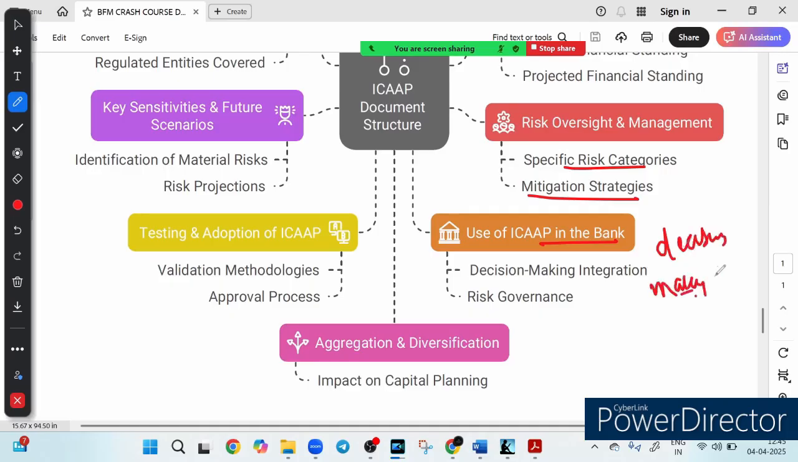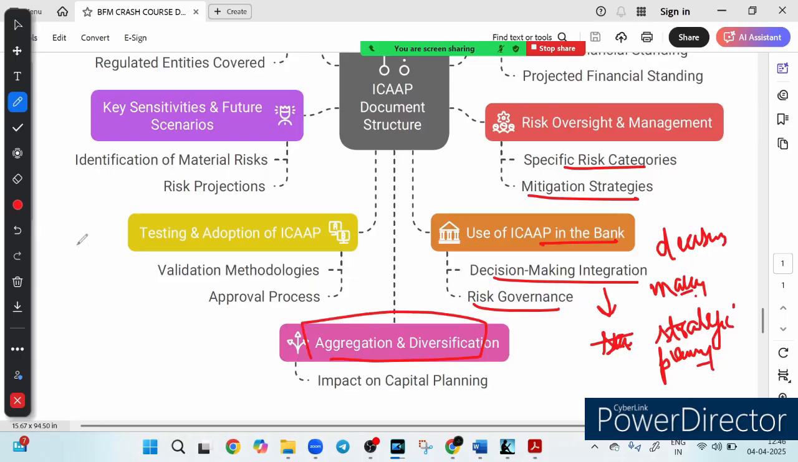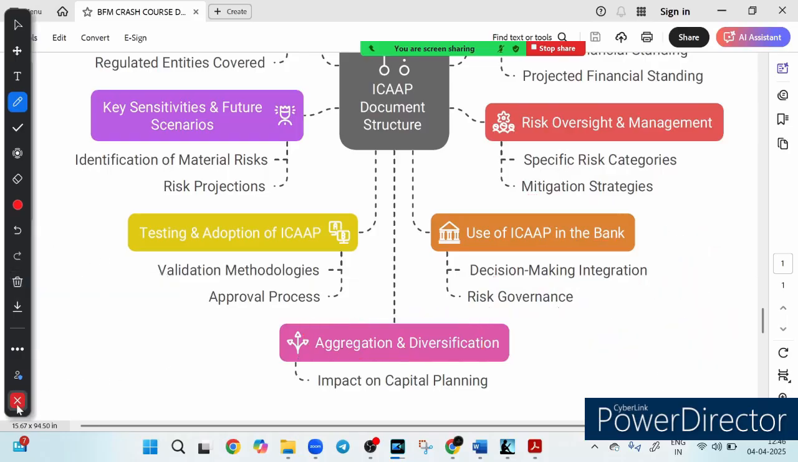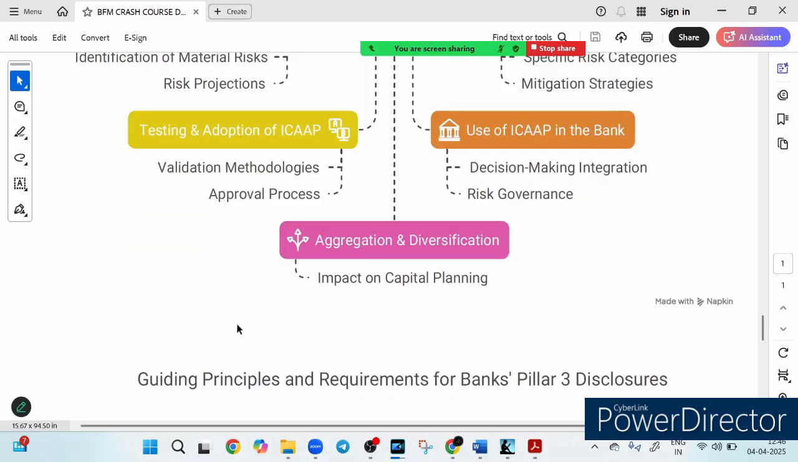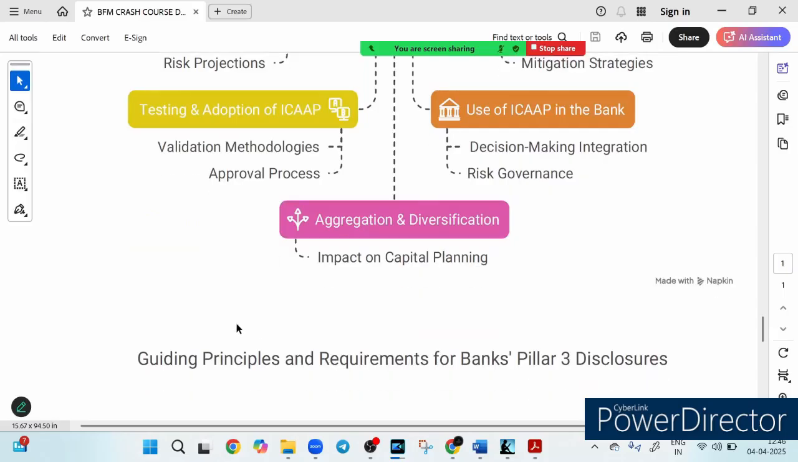Why? Because banks use it for decision making integration, meaning using ICAAP insights in strategic planning. This is a very important thing. And the second way the bank uses ICAAP is risk governance, which means strengthening the risk management framework. Then there is something called aggregation and diversification. So risk should not be concentrated, right? Diversification ensures resilience. And impact on capital planning, what it means is adjusting capital strategy based on risk aggregation.